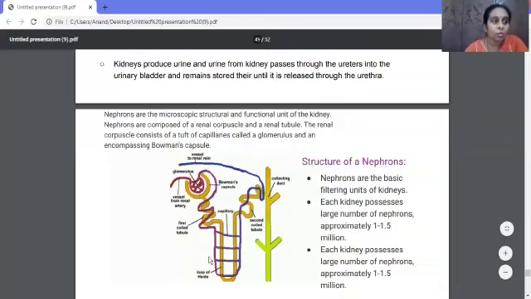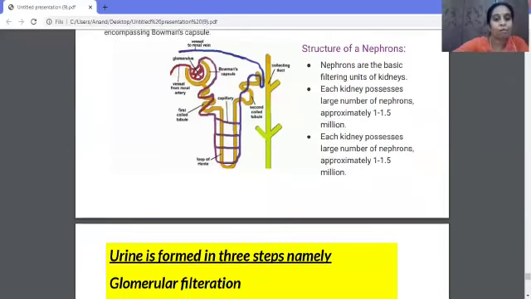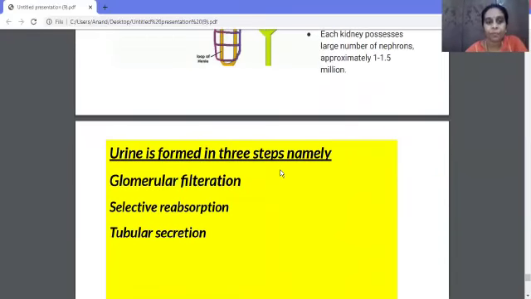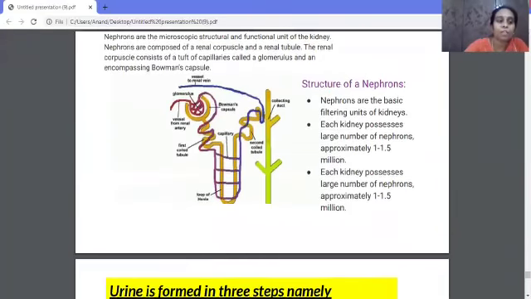So now you know the structure of the nephron. The nephron has a cup-like structure called the Bowman's capsule, and a tube-like structure bent in a U shape, called the loop of Henle. Then the collecting duct. Now we'll see how urine is formed. Urine is formed in 3 steps, namely glomerular filtration, selective reabsorption, and tubular secretion. These are the 3 steps involved in the formation of urine. We'll see how this takes place.